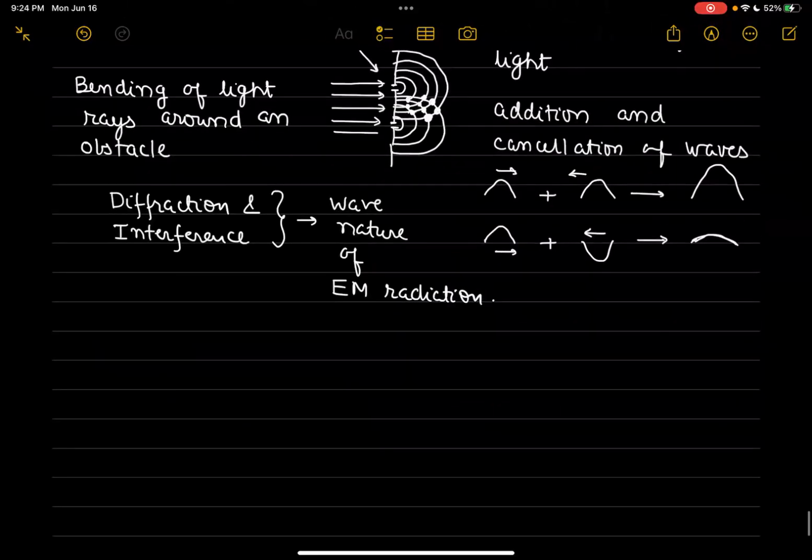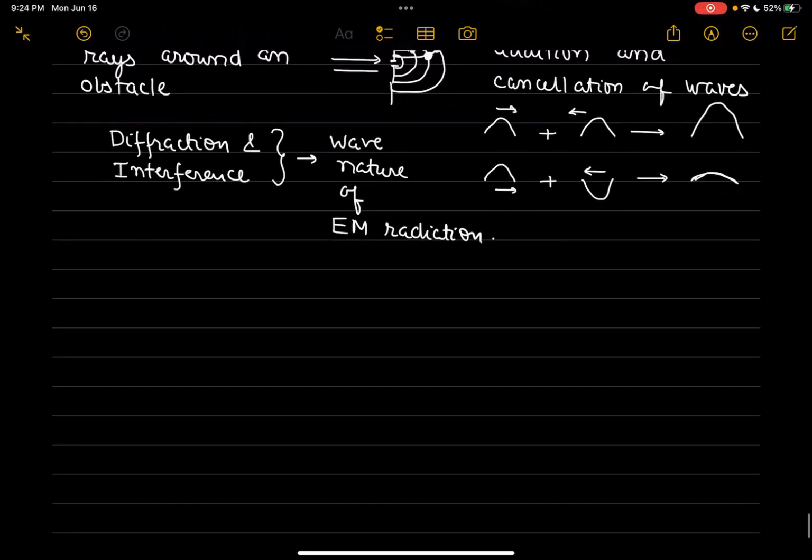Now there is one more theory. Some of the experiments like diffraction, bending of light rays, and addition of light waves and cancellation of light waves when the two light waves meet, that is interference, prove that light is a wave. But there are certain experiments which help us prove that light is not a wave, light is a particle. So, dual nature of light.